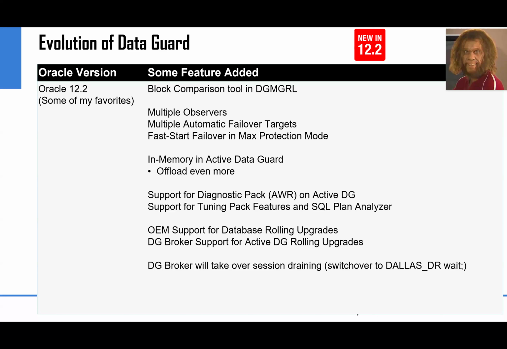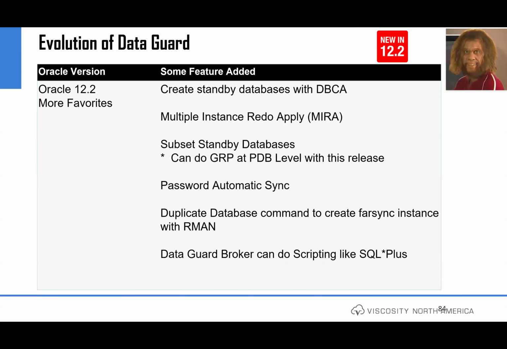And so 12.2 OEM got support for database rolling upgrades with DBMS_ROLLING. Remember, it was command line until then. Now you've got OEM. And then also with 12.2, we have the capability to do draining sessions. 12.2 also, like I mentioned before, can create a standby with DBCA, multi-instance redo apply, subsetting at the standby at the PDB level. Password automatic sync is a big one.